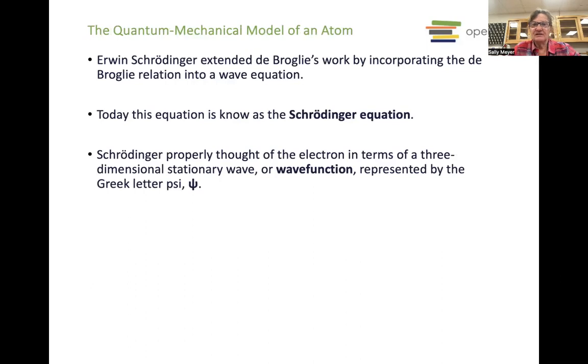So the quantum mechanical model of an atom. Now when we talk about an atom, we're not just talking about one particle with one wavelength. Schrodinger extended de Broglie's work by incorporating the de Broglie relation into a wave equation. Today, this equation is known as Schrodinger's equation. And Schrodinger properly thought of the electron in terms of a three-dimensional stationary wave or wave function represented by the Greek letter psi.